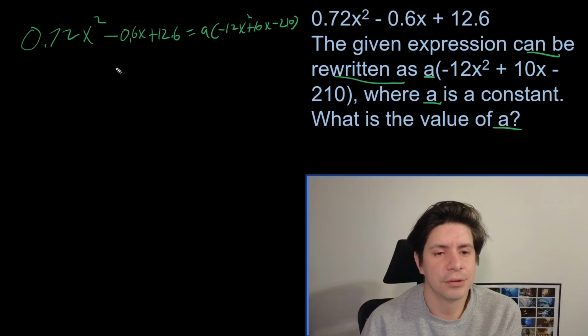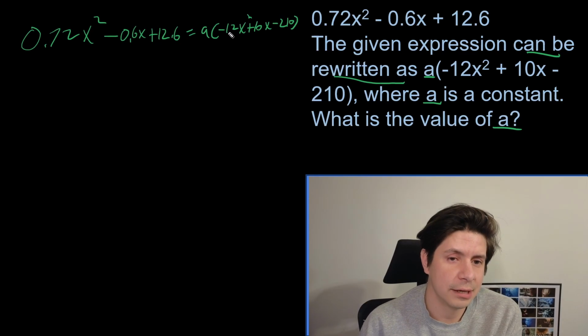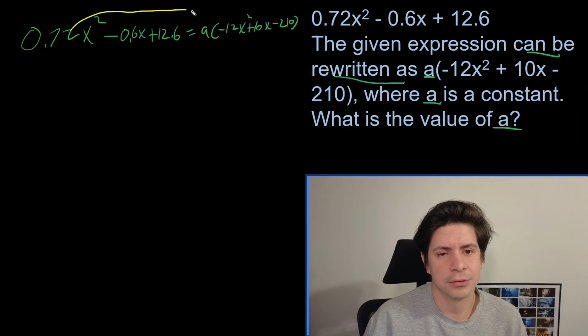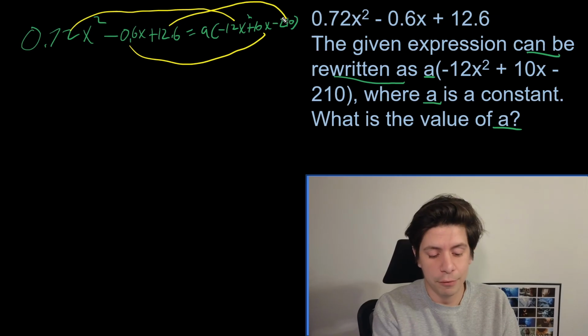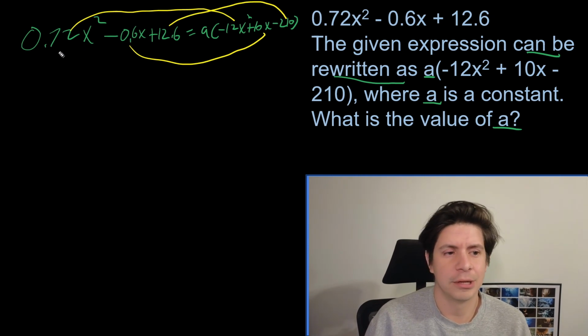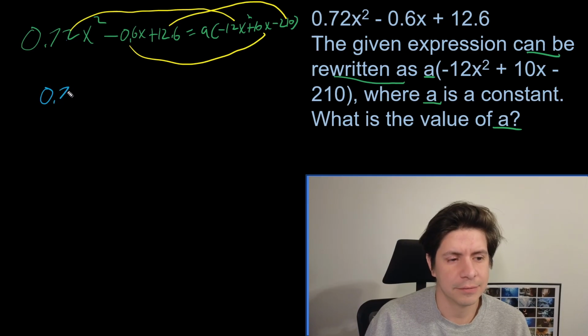Okay, so what I'm going to notice is 0.72 has to become negative 12 by multiplying by a, right? Because corresponding parts go with corresponding parts. So this goes with this, and this goes with this. Now, where people overthink and do more work than they have to is they will work everything out and try to figure it out from there. I'm just going to do 0.72x squared equals negative 12a x squared.